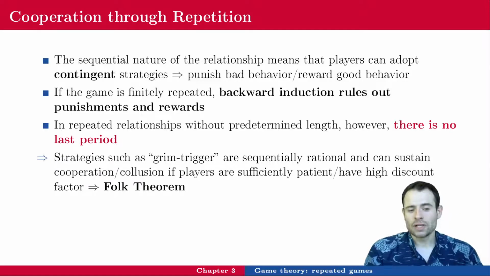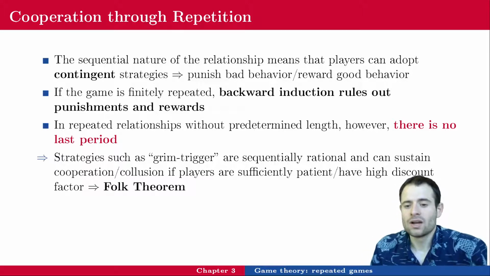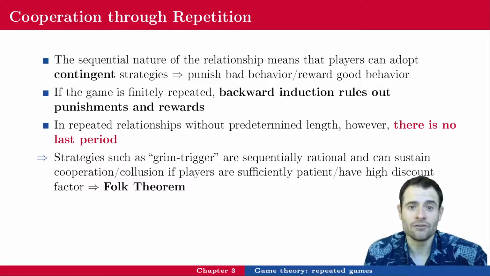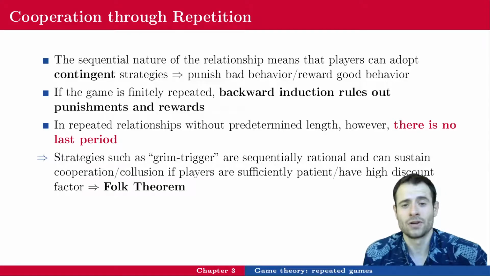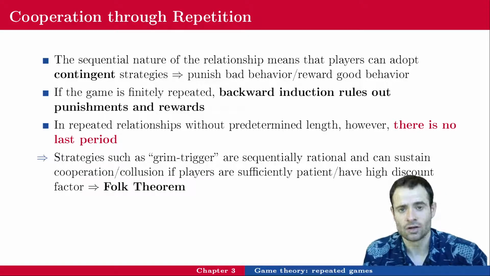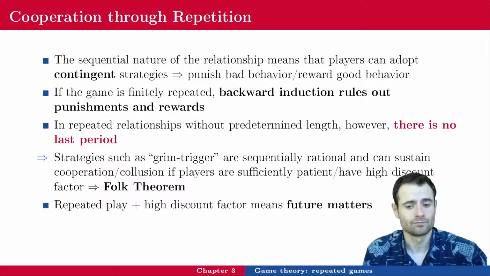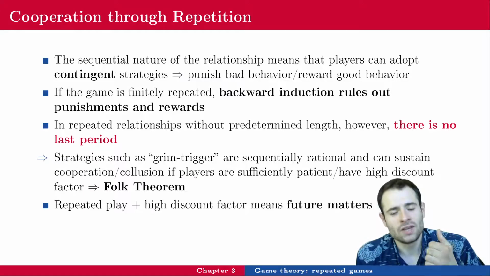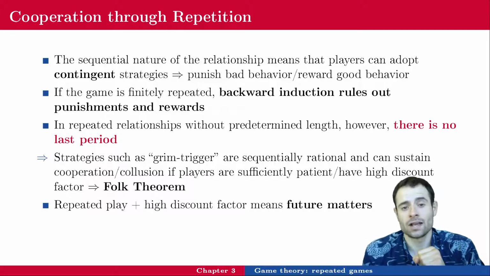And so strategies like Grim Trigger are sequentially rational and can sustain cooperation if players are sufficiently patient. If they sufficiently care about the money they're going to make for the rest of their life, the threat of being punished for the rest of their life is a good enough threat for them to cooperate and never deviate. That's what the Folk theorem says. So we need repeated play infinitely many times, and we also need a high discount factor.